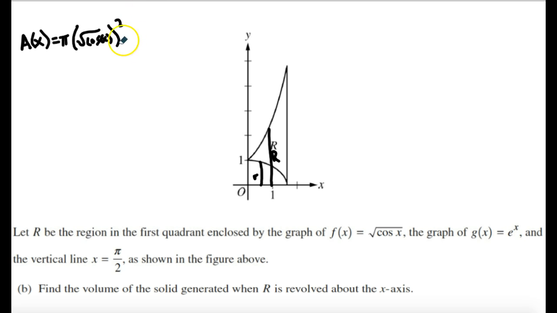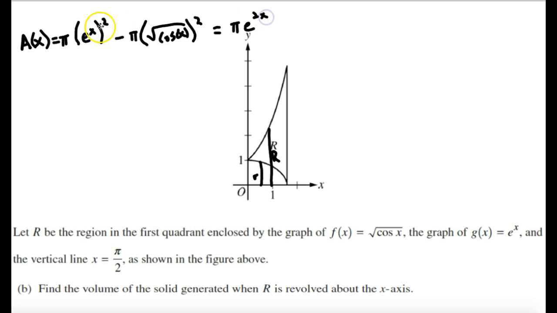Whoops, I did that backwards, didn't I? Pi times big R squared comes first. So pi times e to the x squared minus pi times the square root of cosine of x squared. We can simplify this a decent amount, right, and say this is pi times e to the 2x, because I can multiply exponents together, minus pi times just cosine of x. So now, to get the volume, I will integrate this.